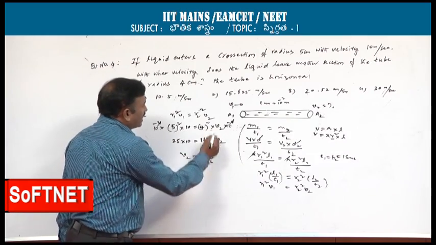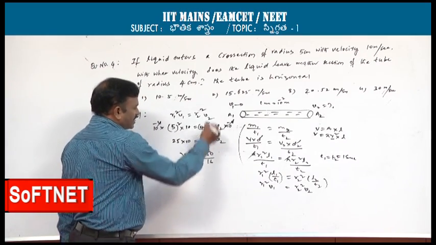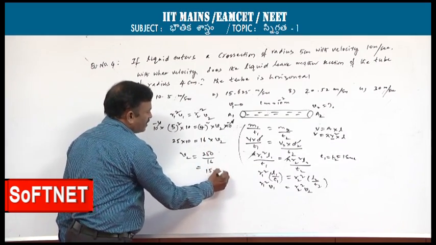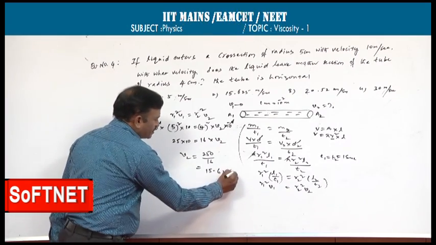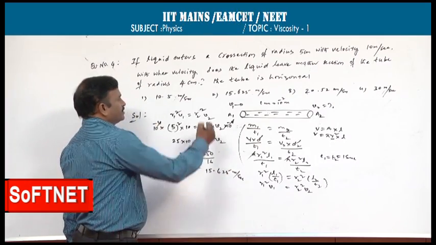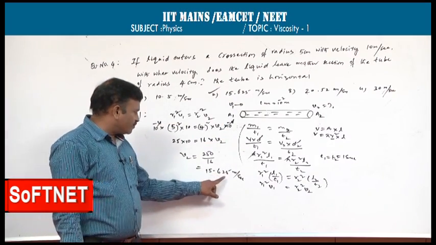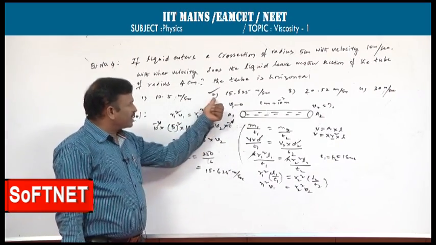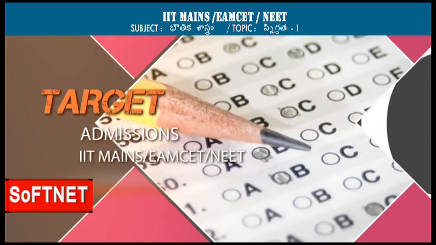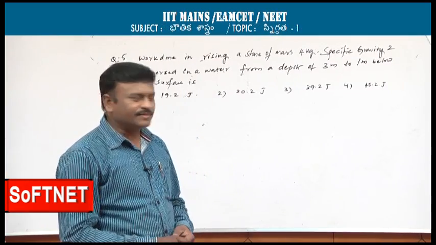250 by 16, by calculating you will get the exact value, which is 15.625 meter per second. The option for this question is 15.625 meter per second, the second option is the correct option. Next, one more question, let us discuss.